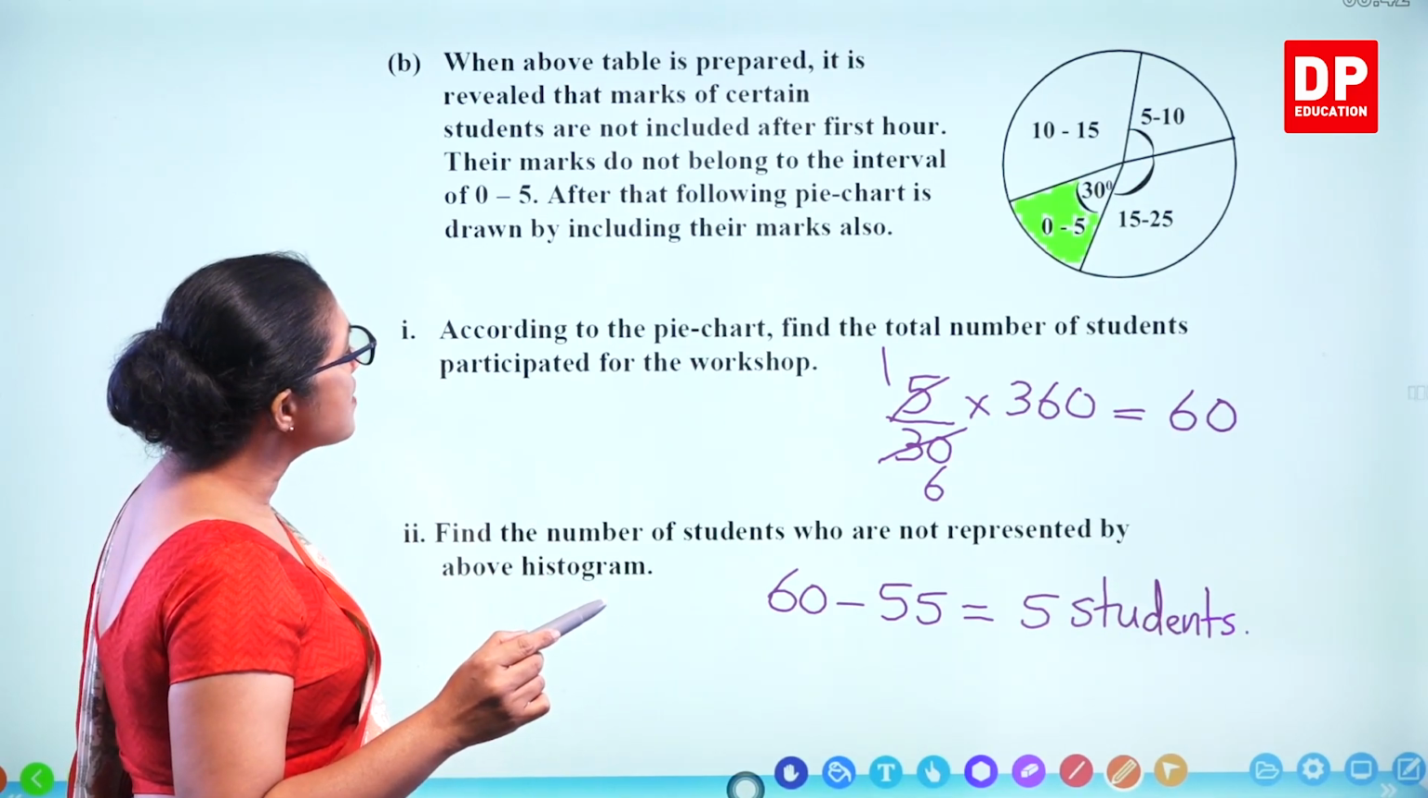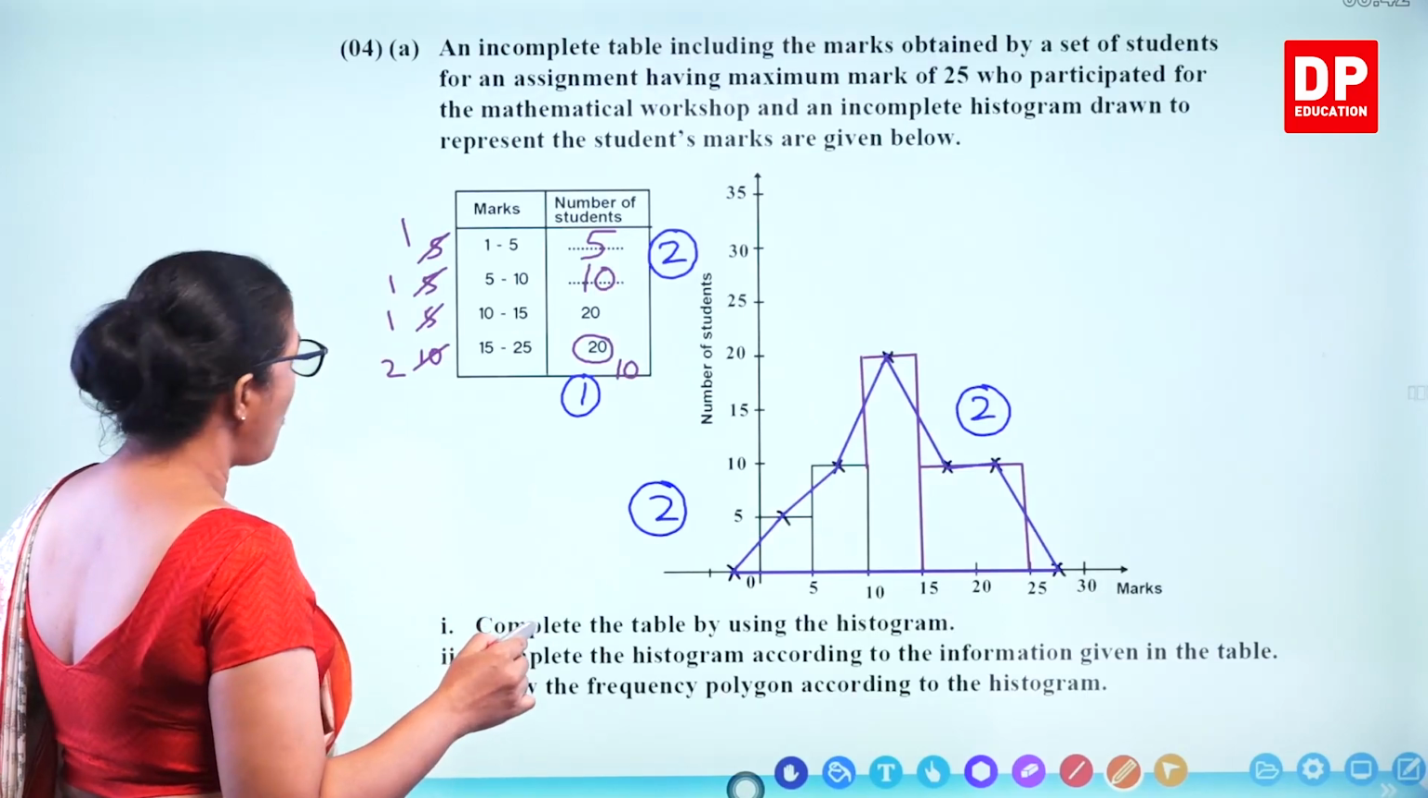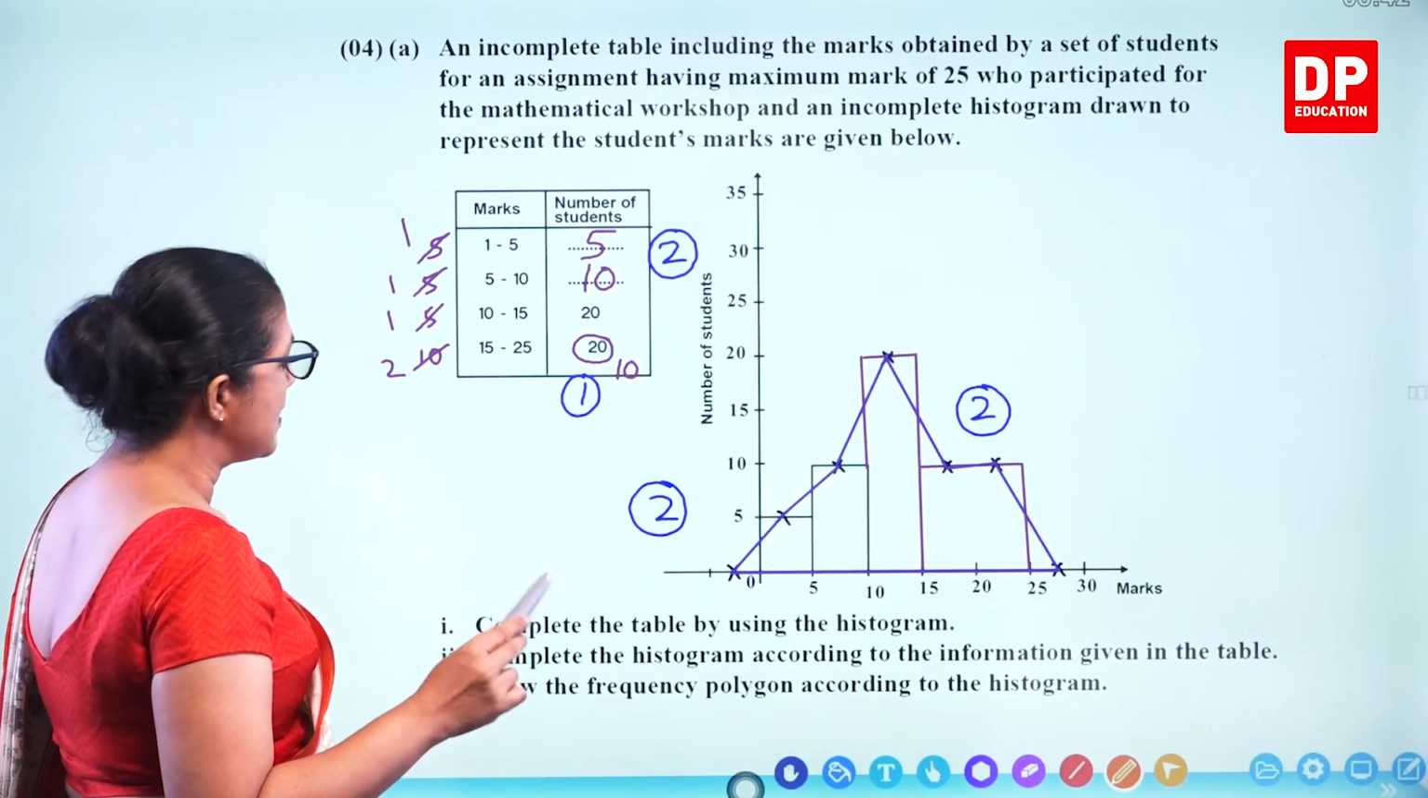We can give marks. Now we have already given 7 marks there.